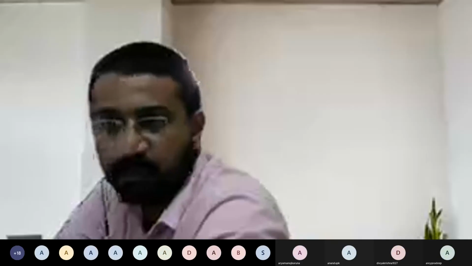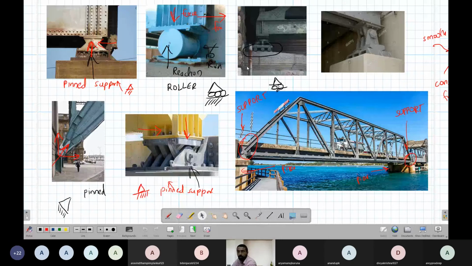So yesterday we started with an introduction to two different types of supports: pin support and roller support. The classification of supports is based on the reaction, the force that the support provides in opposition. For example, a pin support can provide a reaction against both vertical load and horizontal force.